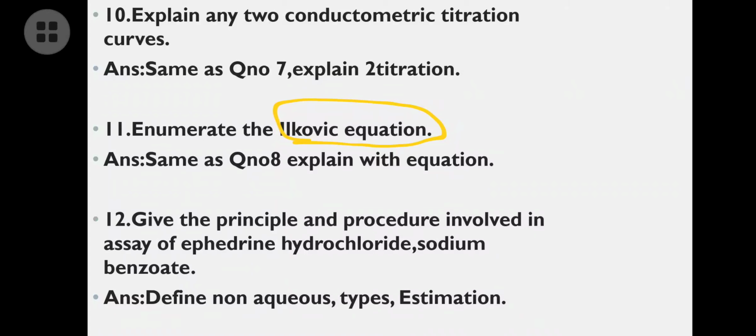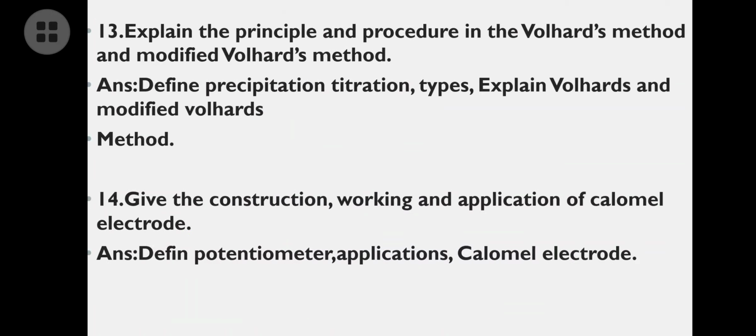Then give the principle and procedure involved in the assay of ephedrine hydrochloride. Sometimes they will ask ephedrine or sodium benzoate. Here define non-aqueous titration, write the types, and write the estimation they asked. Explain the principle and procedure in Volhard's method and modified Volhard's method. Same, precipitation titration, write the types, and explain Volhard's as well as the modified Volhard's method.